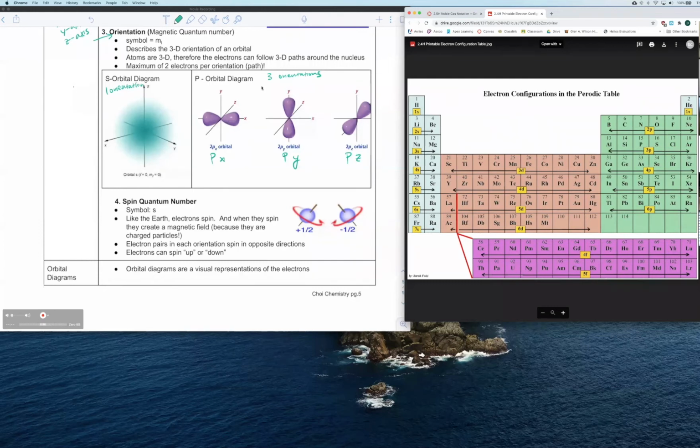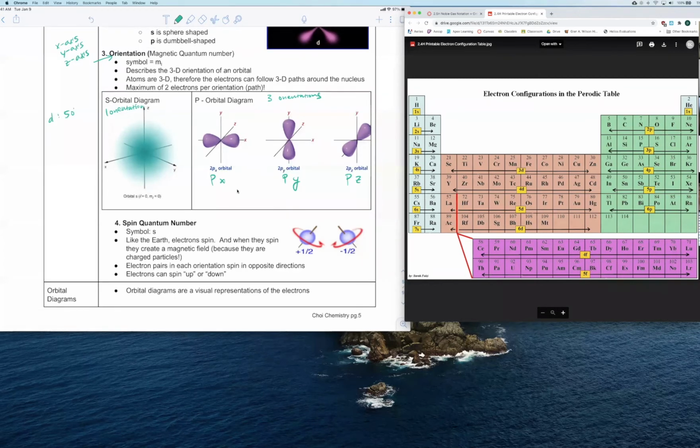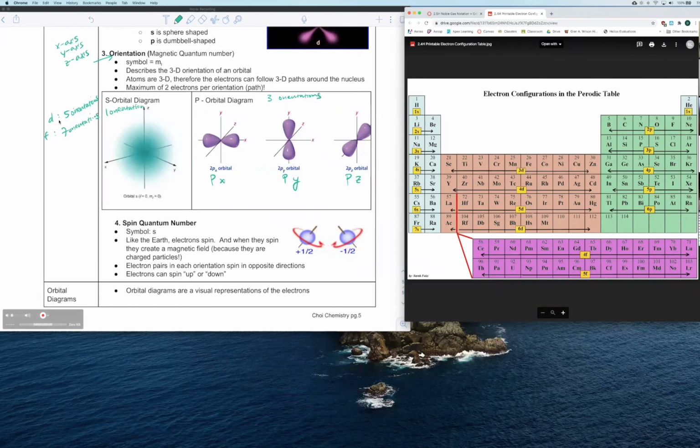And this is just extraneous information, but your d orbitals would have 5 orientations, and your f orbitals would have 7 orientations. And that's because these two have weird looking shapes, so they can rearrange themselves in different manners. But that's why I said they're complicated, so you don't have to worry about it unless you take AP Chem or you take chemistry in college.